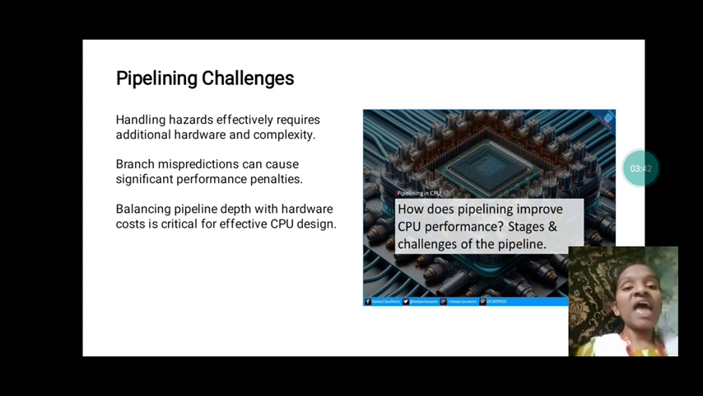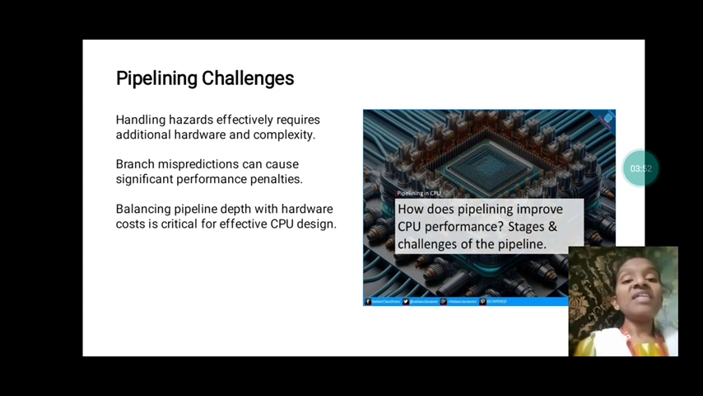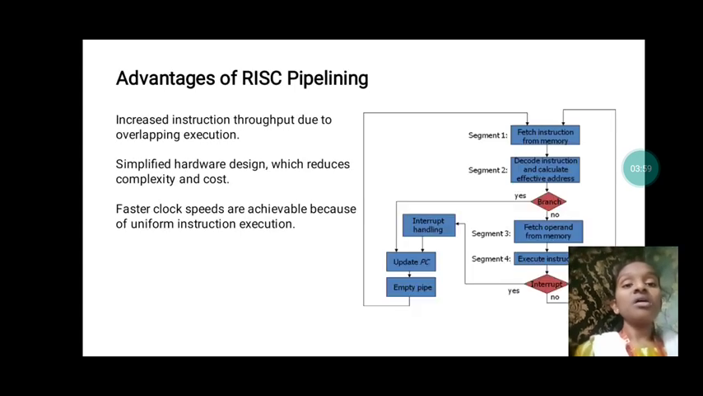Pipeline challenges. Handling hazards effectively requires additional hardware and complexity. Branch misprediction can cause significant performance penalties. Balancing pipeline depth with hardware cost is critical for effective CPU design.